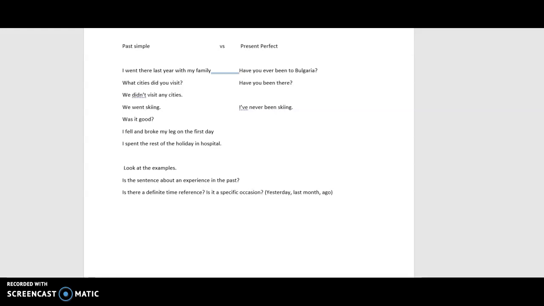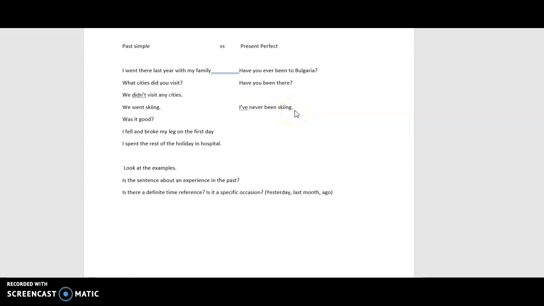So in the past simple, we have examples like, I went there last year with my family. What cities did you visit? We didn't visit any cities. We went skiing. Was it good? I fell and broke my leg on the first day. I spent the rest of the holiday in hospital. And then for the present perfect, have you ever been to Bulgaria? Have you been there? I've never been skiing.